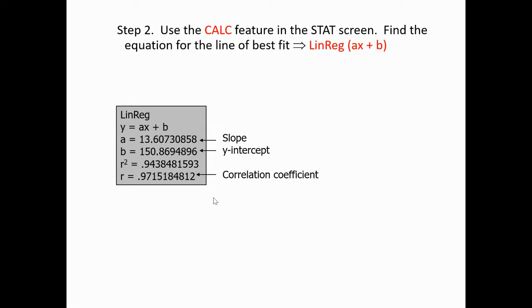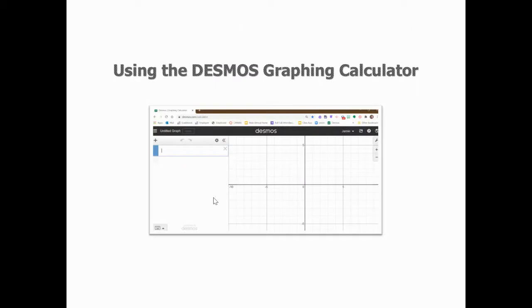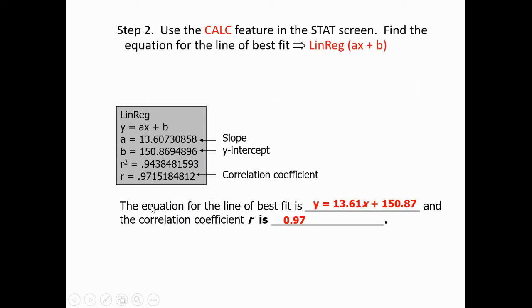So think about where that falls in that chart. Is this going to be no correlation, a weak correlation, moderate, or strong correlation? Well, in this one, we would say that it's going to be a strong correlation. So the equation is still y equals mx plus b. So it's going to be y equals 13.61x plus 150.87. And then the R value is 0.97.